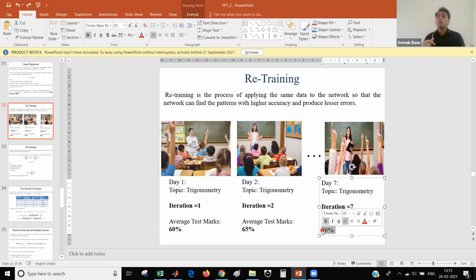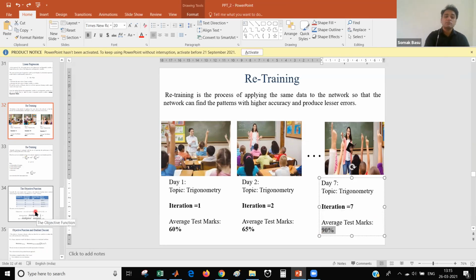Similarly, in a machine learning model, a neural network model, a deep neural net model, or a linear regression model, or a non-linear regression model, as you keep increasing the number of iterations, the performance of the system keeps increasing. That is, the accuracy increases and the error decreases. This is something very important.